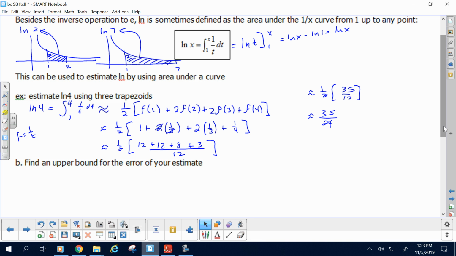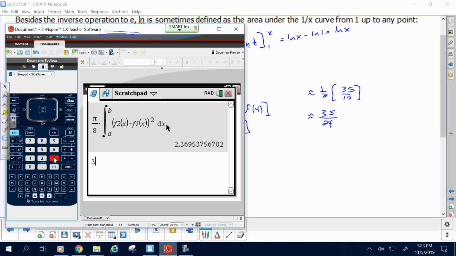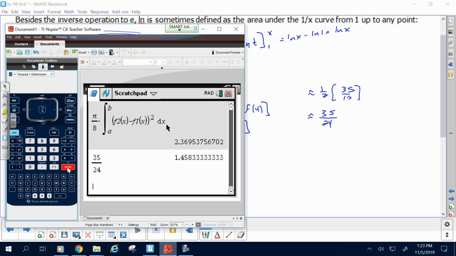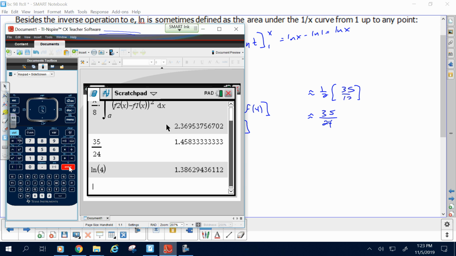Let's see just how close we are. 35 divided by 24 is about 1.458. Natural log of, what do we do, 4? 4 is 1.386. So we're, what, about 700ths off? That's pretty good. 700ths. All right.